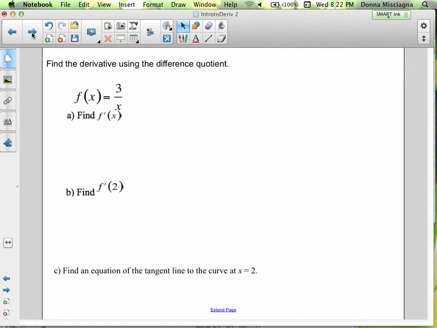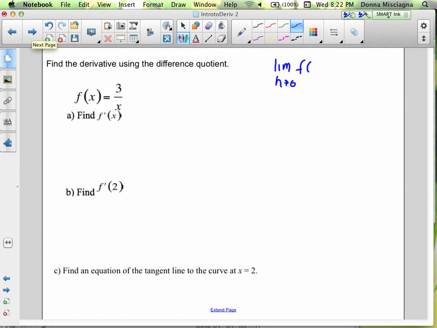All right, so let's try with this one. First, we're going to find the derivative using the difference quotient. Ooh, look at that, a fraction. We can do it. All right, I'm going to write the equation for the limit of the difference quotient. You don't have to write it. It's in your notes. Enough times, I think.